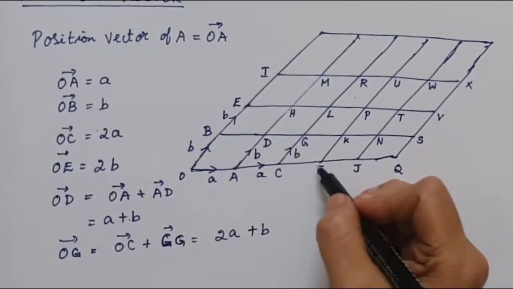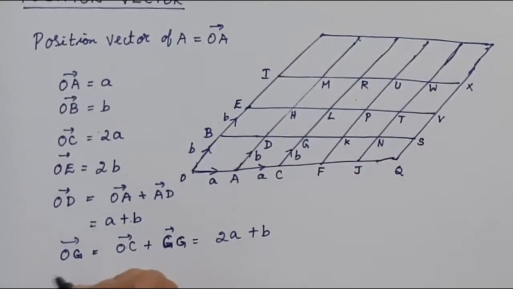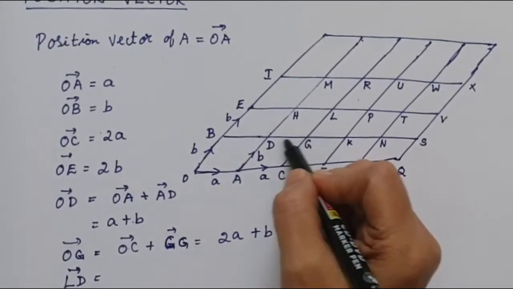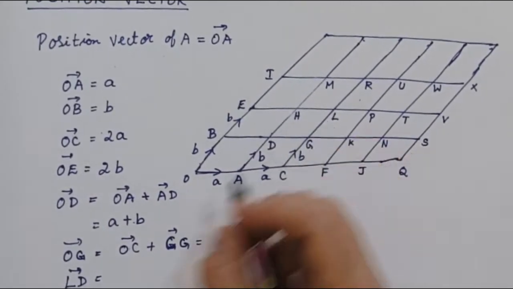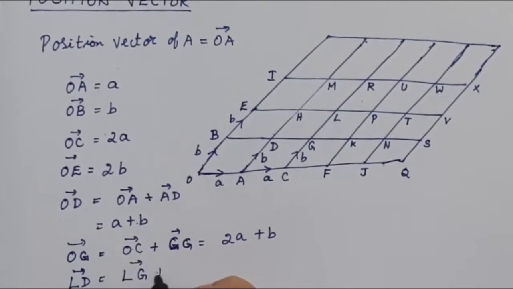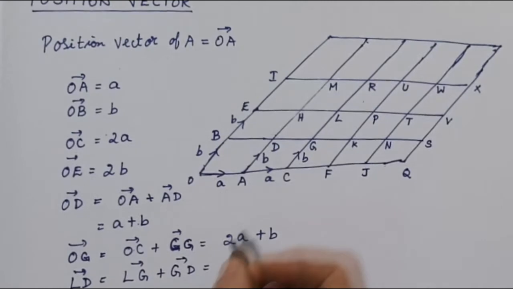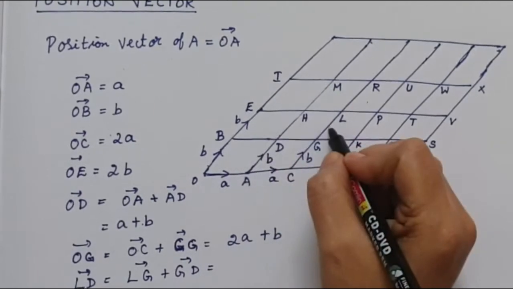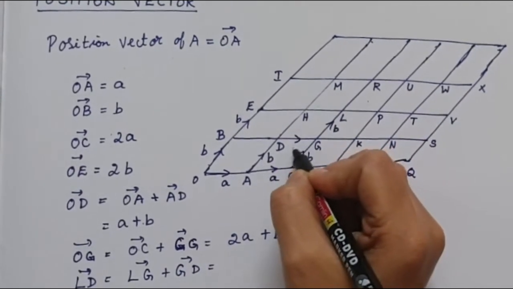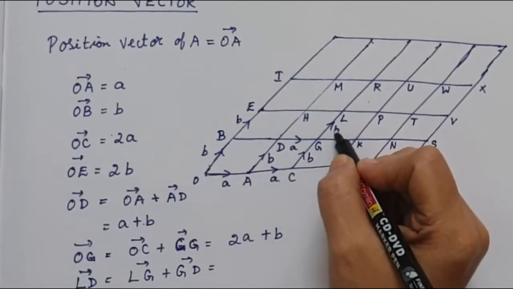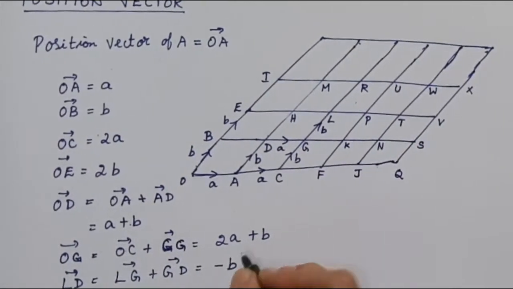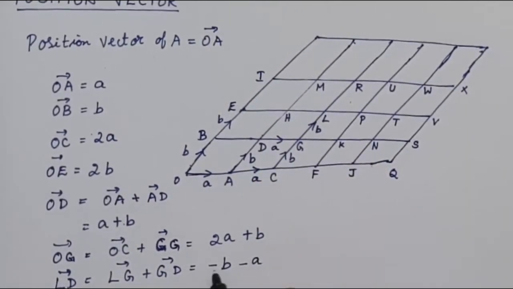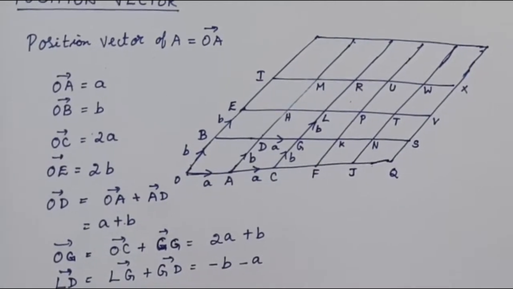Now if we need to find here LD, we can do this and do this, that is LG plus GD. When we take here LG, it is in the opposite direction. This is B and this is A. So now our LG is opposite to B, so we write it as minus B. And then this GD is also opposite to A, so we write it as minus A. So minus B minus A will be the answer for LD.